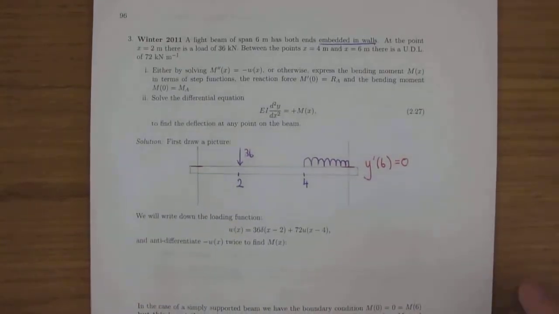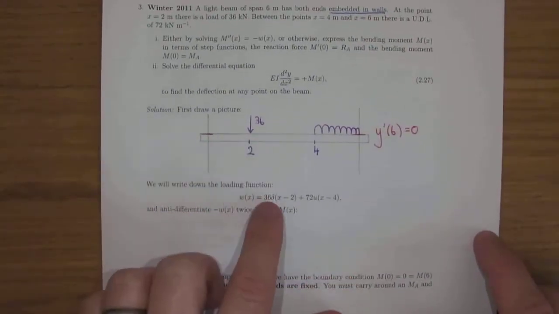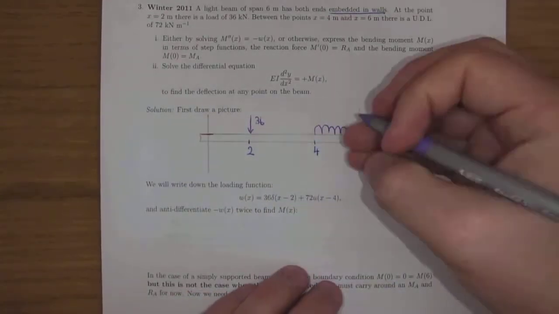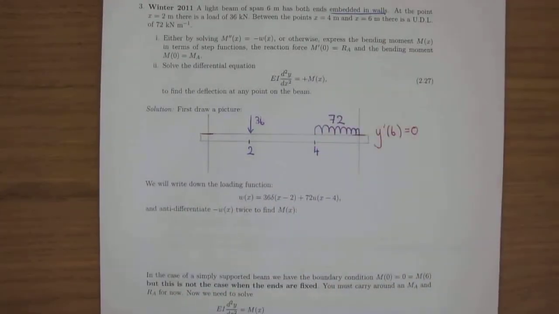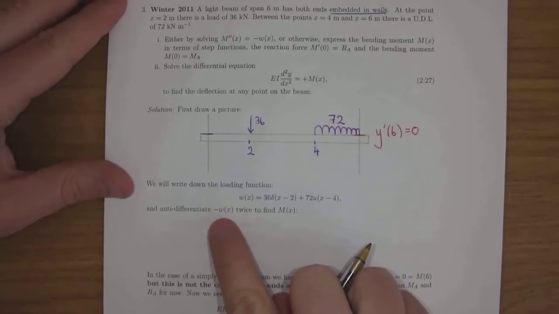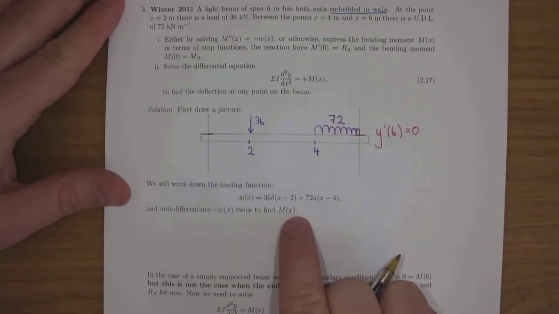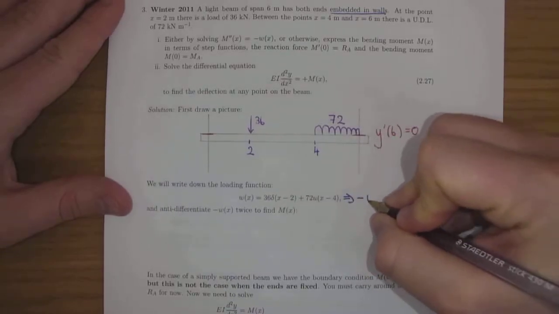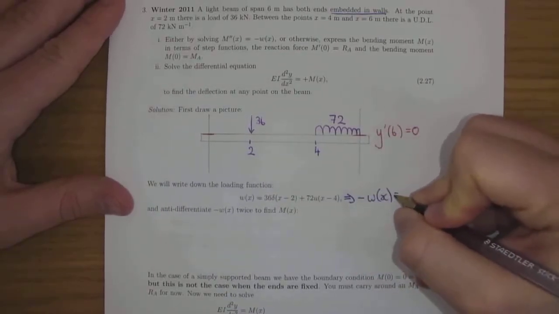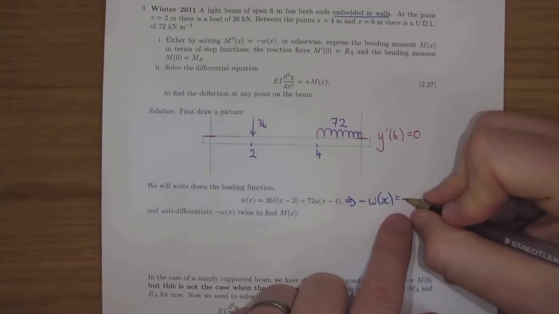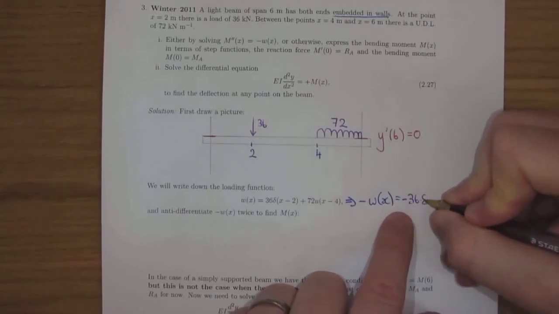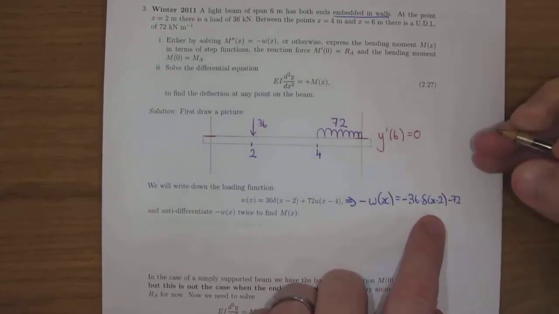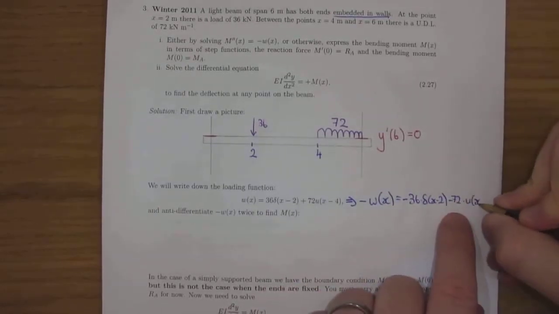Okay, so write down the loading function. A point load is a delta function. The UDL, its magnitude is 72, turned on at 2, doesn't have to be turned off. So we need to anti-differentiate minus this twice to find the bending moment. I might just write in here, just for space, minus the load per unit length. They'll both be minuses. Minus 36 delta x minus 2, minus 72 u x minus 2.